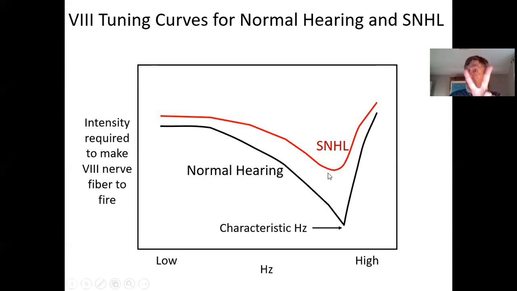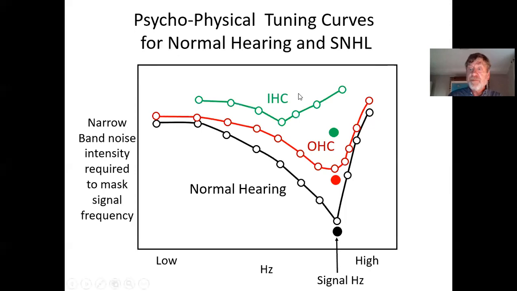Notice two things here with the red one. First, more decibels are required to get that particular fiber to fire. But secondly, other frequencies surrounding the frequency in question can also pretty well get that neuron fiber to fire. So the loss of frequency resolution taking place because of the outer hair cell damage, which makes an active traveling wave into a passive traveling wave, is reflected further up the system as well into the eighth nerve.